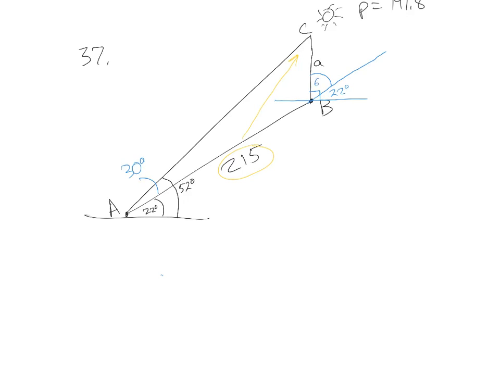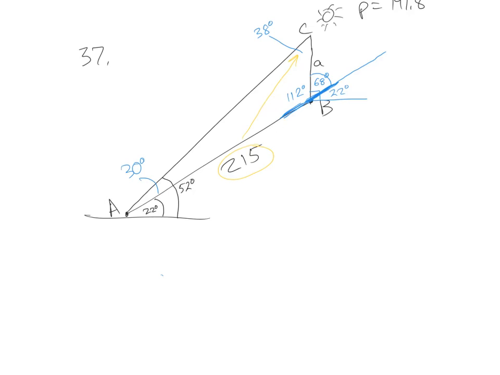68 degrees. All right, and if that's 68 degrees, you have a linear pair here. 112. So how do I find that? 180 minus 68 gives me 112 degrees. That's how you get the second angle. Good job. And now you can get angle C. So 180 minus 30 is 150, minus the 112 is 38 degrees.